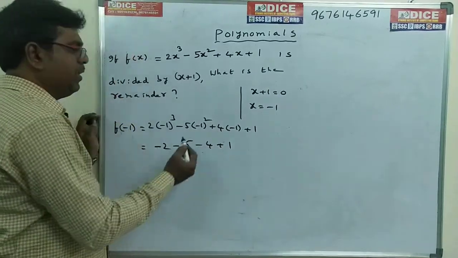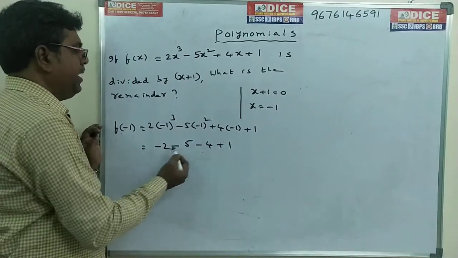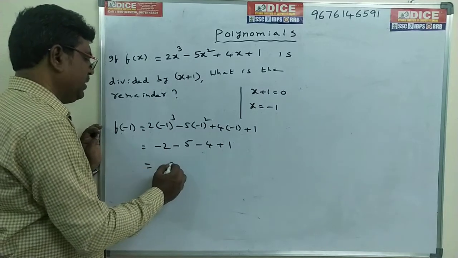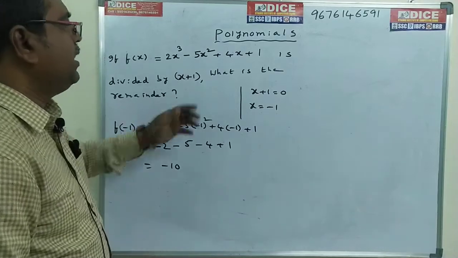So these three are minus values. 5, 4, 9, and 2 makes 11, minus 11, plus 1. This is equal to minus 10, the answer. Minus 10 is the required answer. Write down. In the same mode you can do another one also.